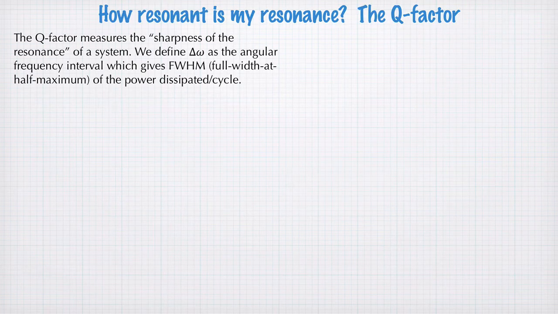Now we're going to ask the question, how resonant is my resonance? And this is an introduction to the concept of a Q factor. Now the Q factor measures the sharpness of a resonance of the system.